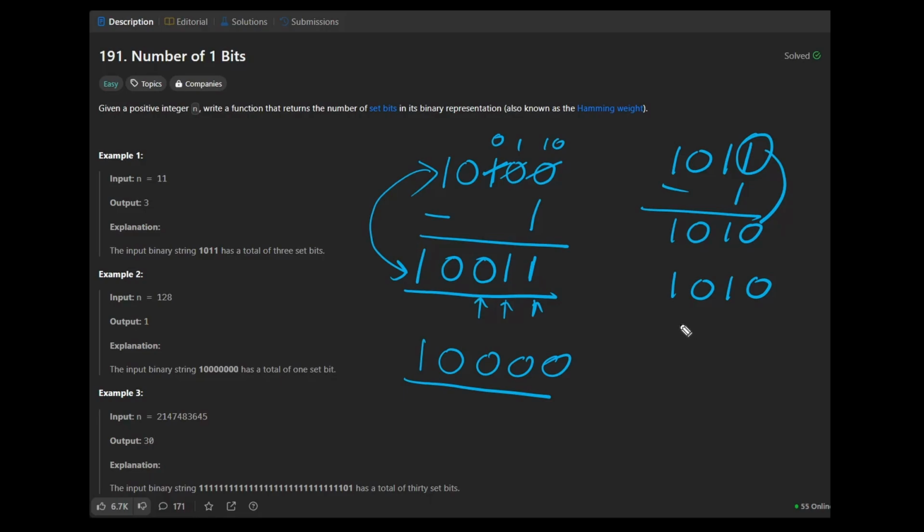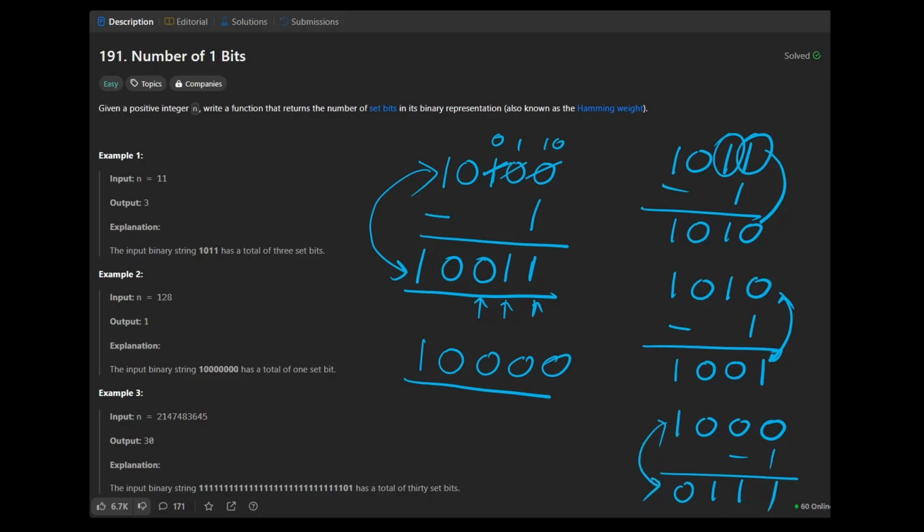How about we destroy them even further? Let's subtract 1 again. What do we get? We get 1001. This becomes a 0 and we get a 1 over here. Let's multiply these two. What do we get? 1000. We destroyed another one. How about we do it again? Subtract 1 again. We get 0111. Multiply these two. What do we get? 0000. All the ones are destroyed.